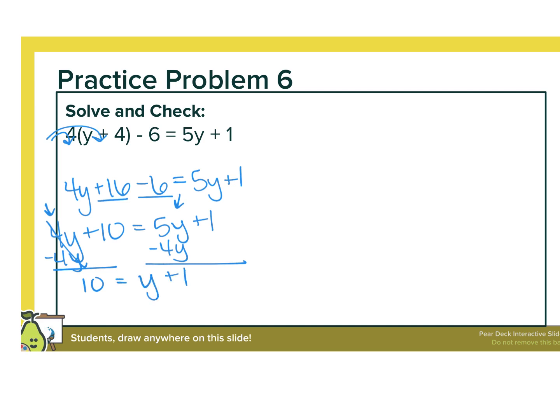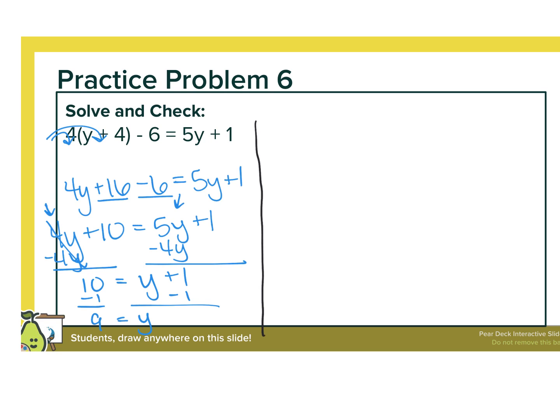Y's are on the right, so this time I want constants on the left. So this plus 1 needs to go. So I have 9 equals y, I think. It's not 2 this time. Let's check it.